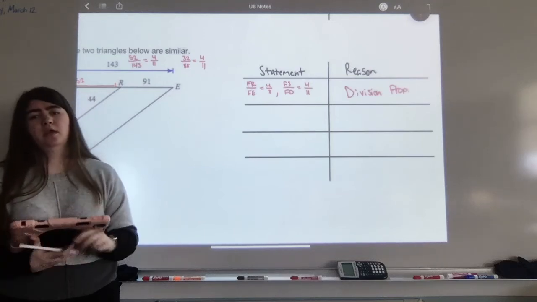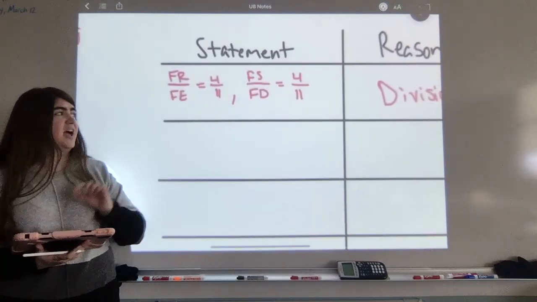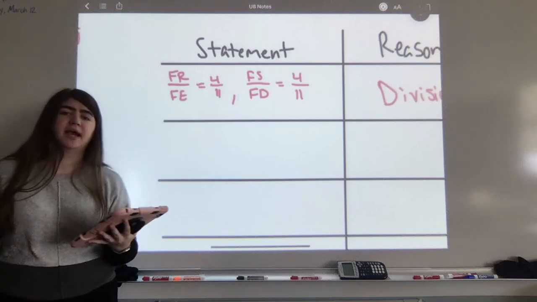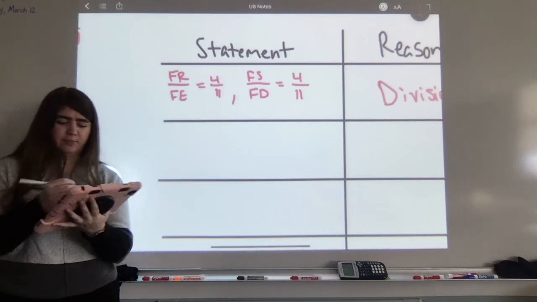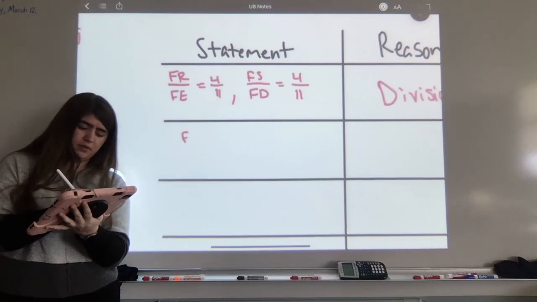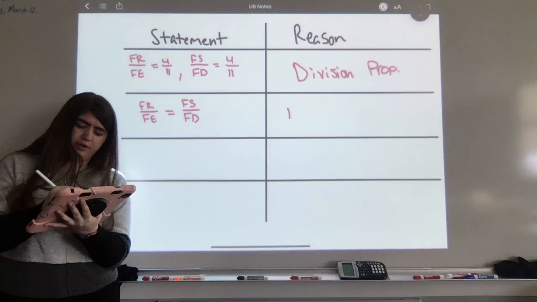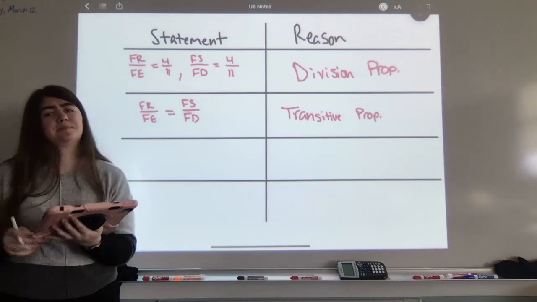Since I have these two sets of sides that have the same proportional value, the same similarity ratio, I can say that those sides are also equal to each other because of the transitive property. So I have FR over FE is equal to FS over FD by the transitive property. You also could use substitution on that one.